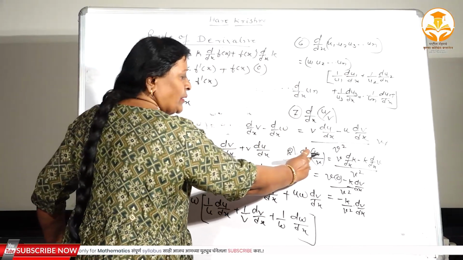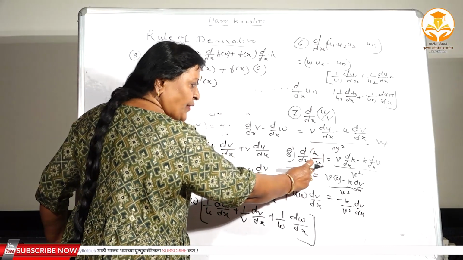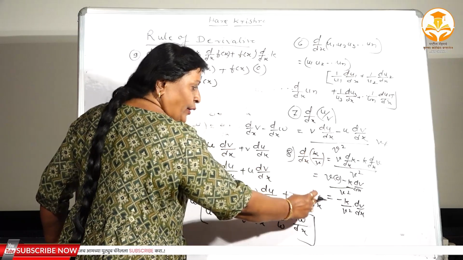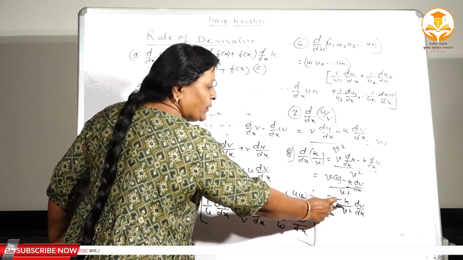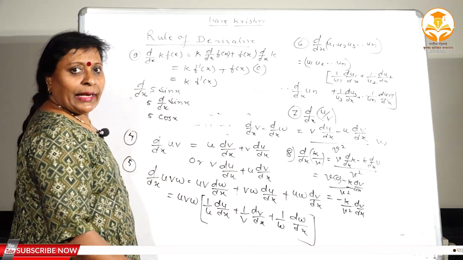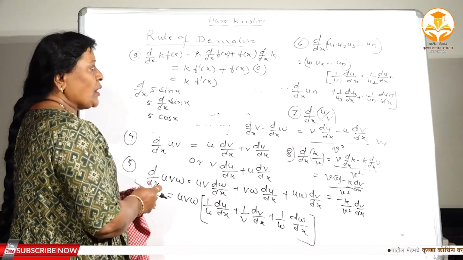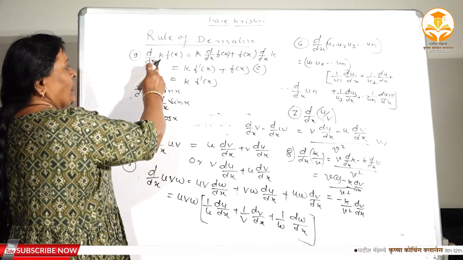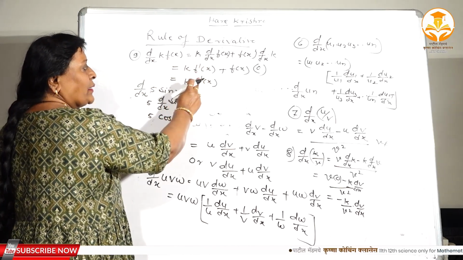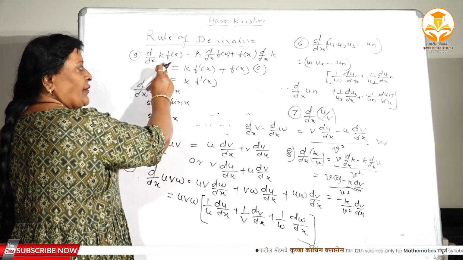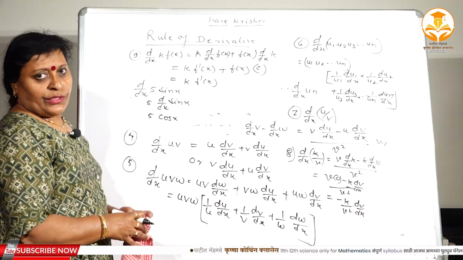Again, when the constant is multiplied, and here in the denominator there is a function, that is k by v, then directly you can use this formula, minus k divided by v square, and you have to take the derivative of the denominator, that is dv divided by dx, isn't it? So these are the rules about the derivative. Again, the last one here: when the constant is multiplied to the function, the constant remains as it is, take the derivative of the function. This is also very very important, and the derivative of a constant is always equal to 0, right?